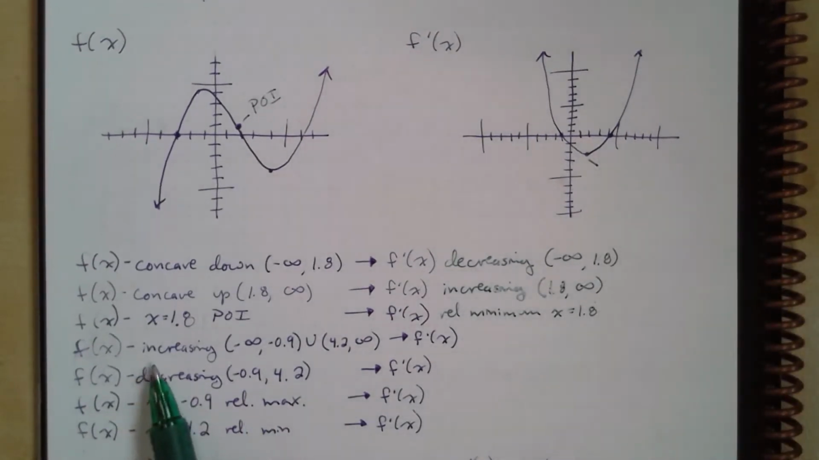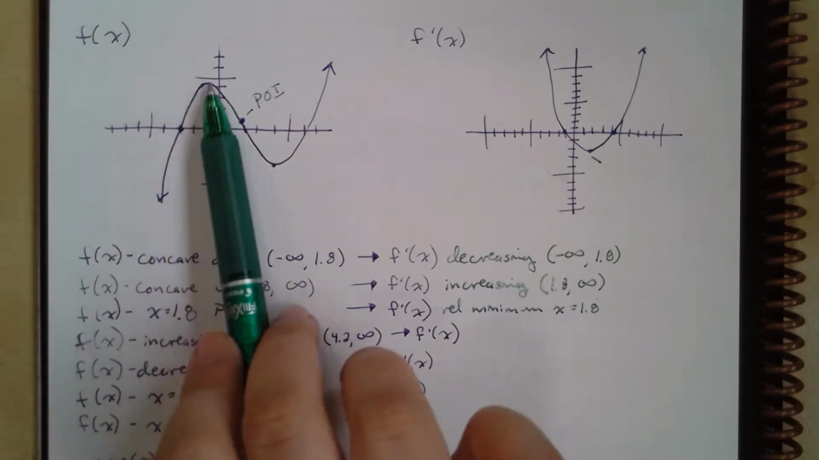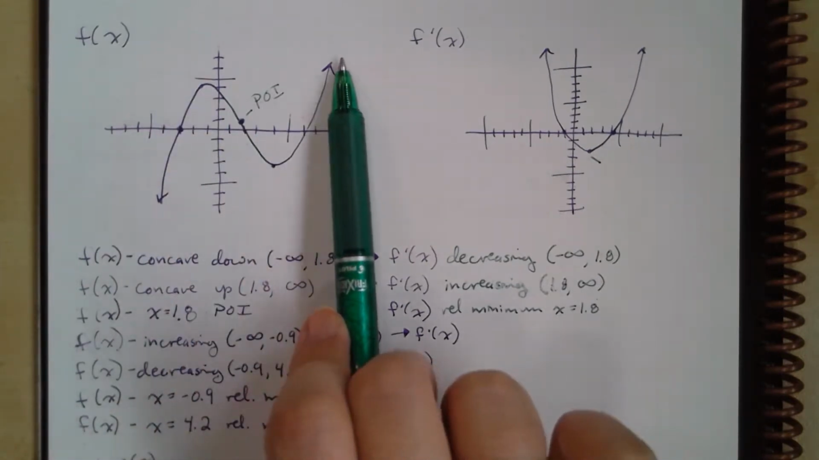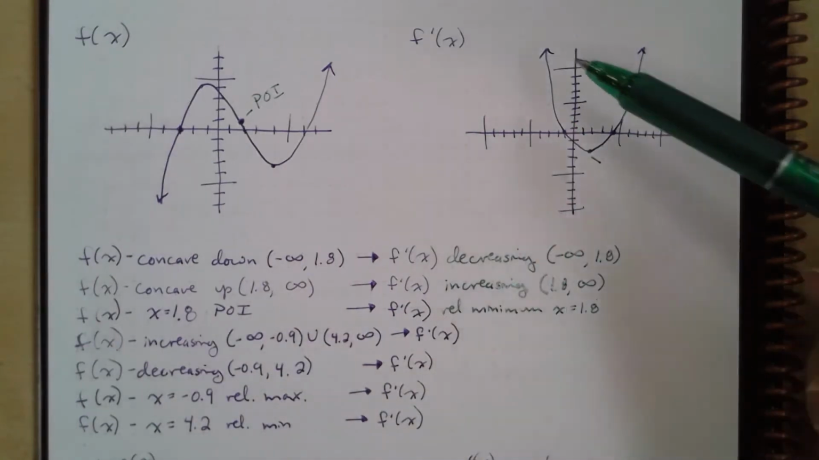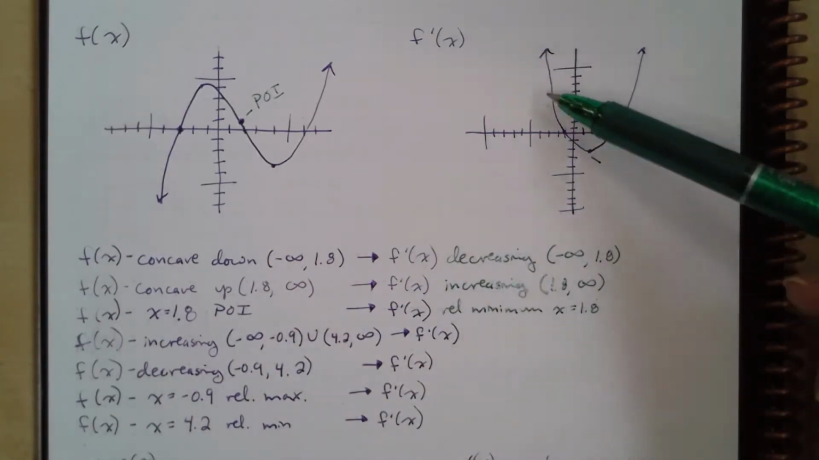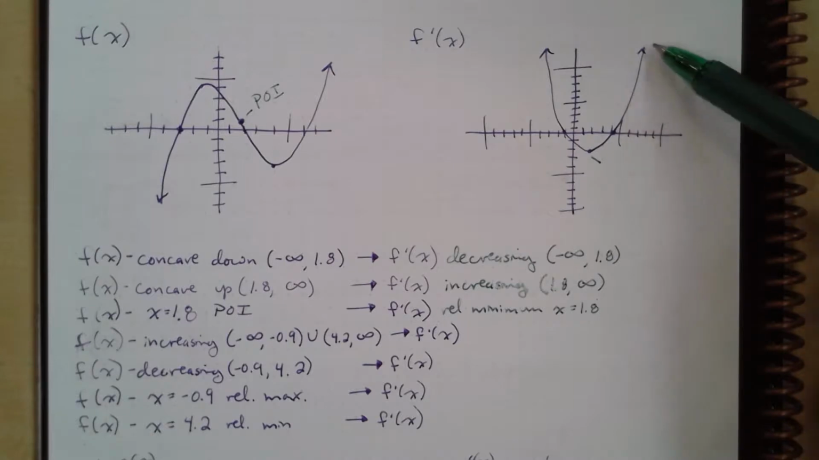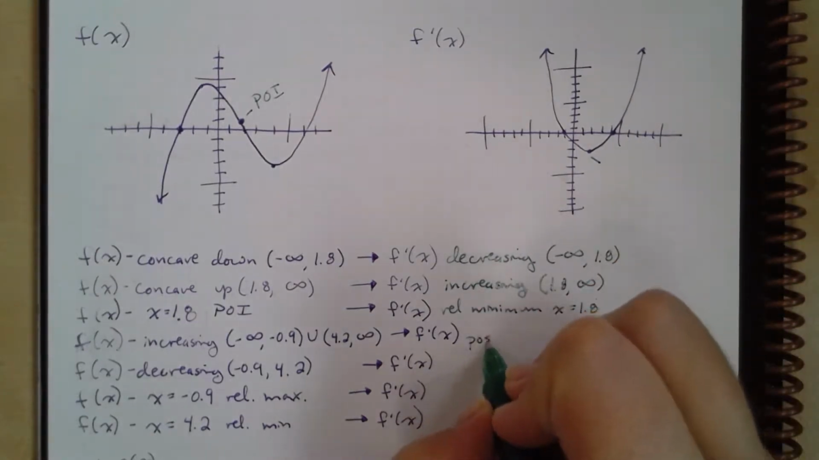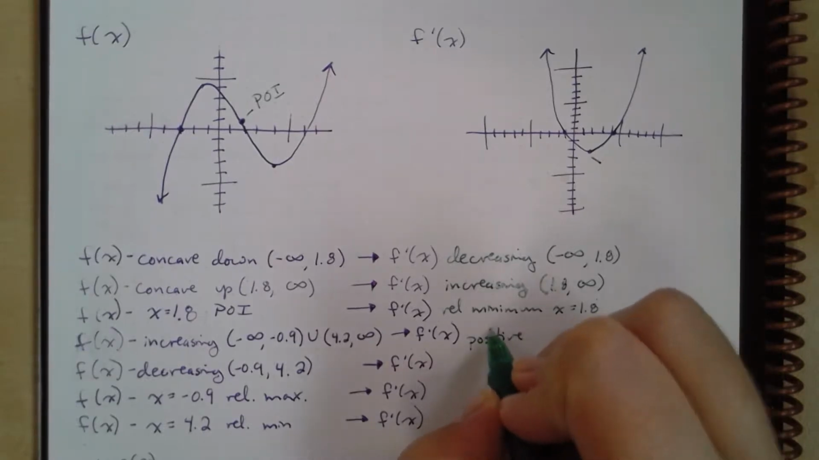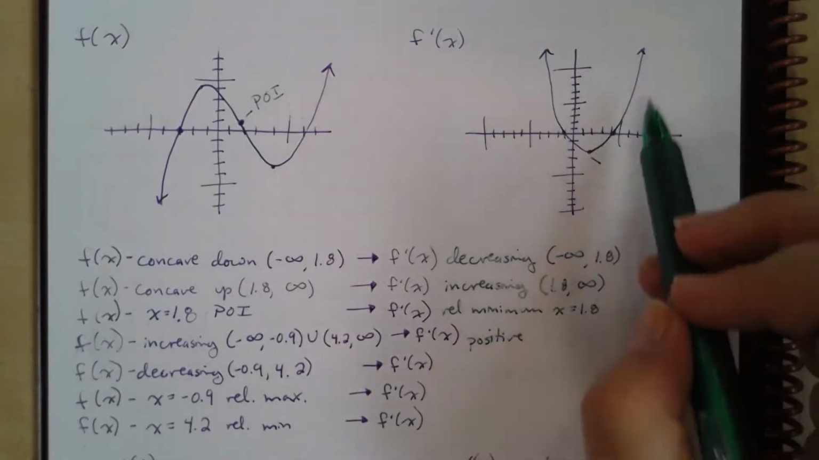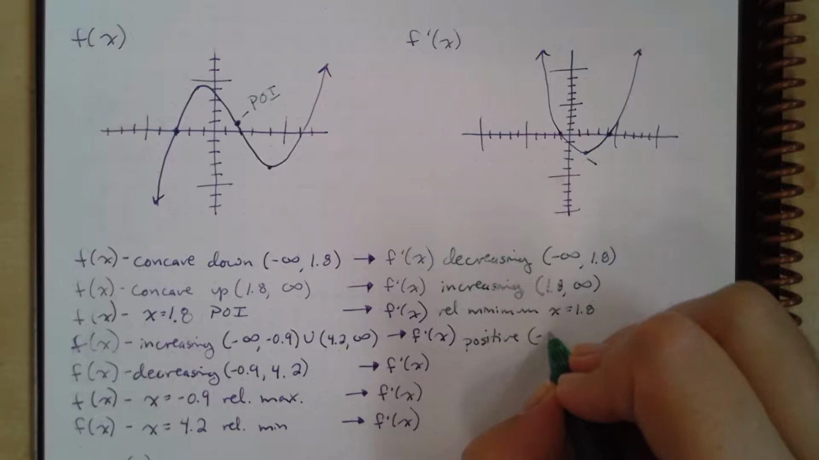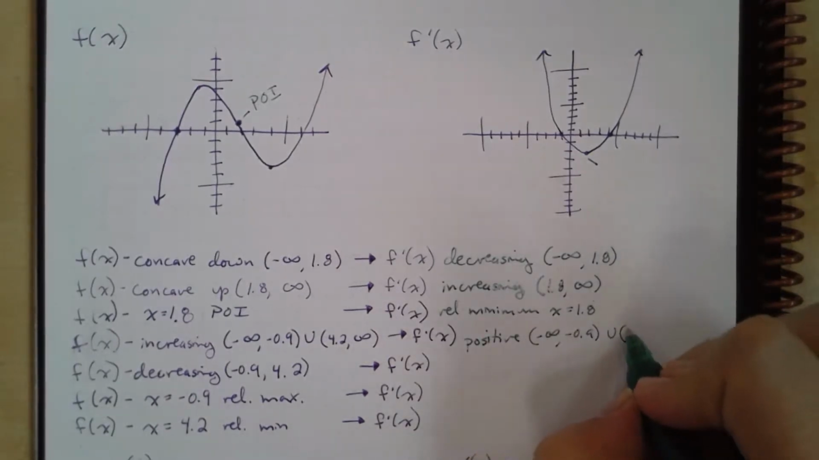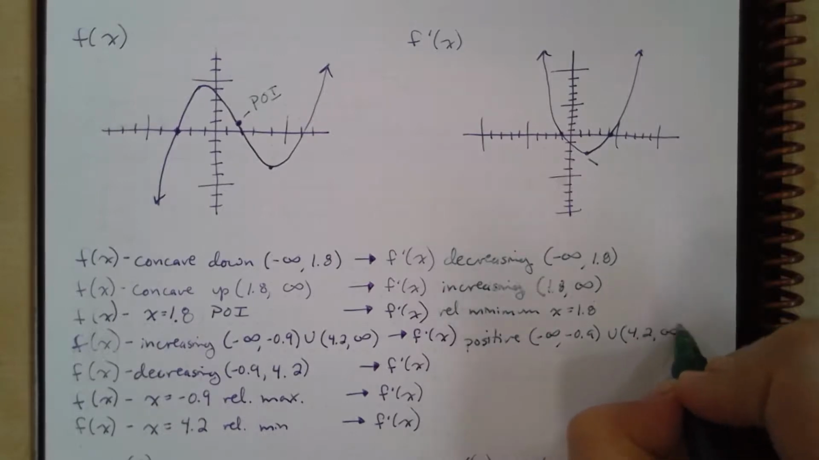f of x is increasing from negative infinity to negative 0.9, and again from 4.2 to infinity, right? And what's happening there? Well, from negative infinity to negative 0.9 and from 4.2 to infinity, f prime of x is positive, meaning that it's actually above the x-axis. So it's positive from negative infinity to negative 0.9, and again from 4.2 to infinity.